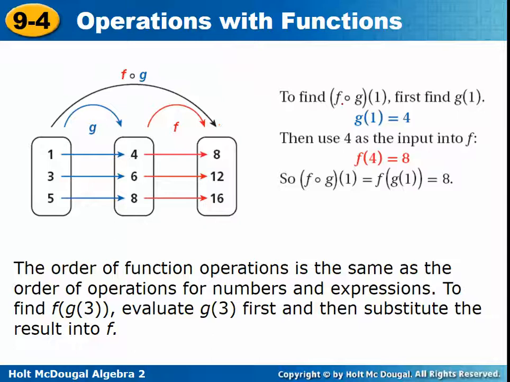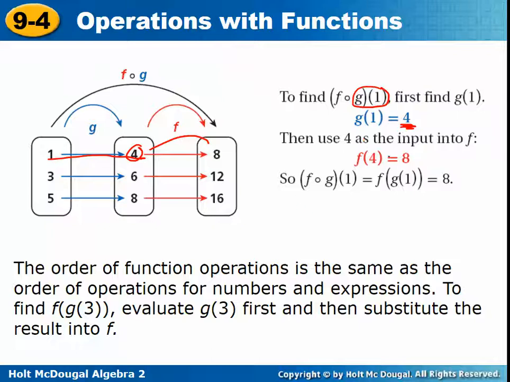To find the composition f of g of 1, first you would find g of 1. You would do the inside part first. And g of 1 is equal to 4. And then you use 4 as the input for f. So here's the function f, and it has an input of 4, then it goes to 8. So you go from the inside out.